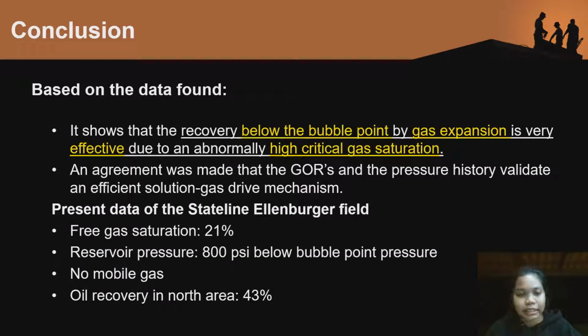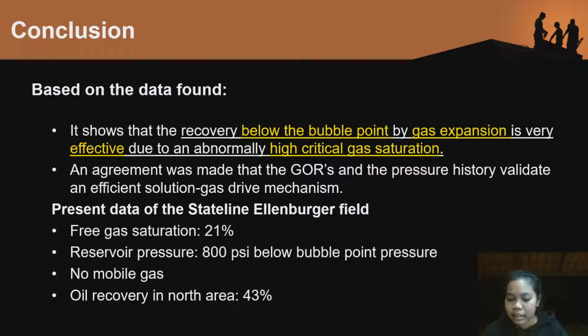So the conclusion is, based on the data found, we can conclude that the recovery below the bubble point by gas expansion is very effective due to an abnormally high critical gas saturation. This means that the only reason for the abnormal behavior of this reservoir is the high critical gas saturation. An agreement was made that the GOR and the pressure history validate an efficient solution gas drive mechanism. This means that the parameters are important to predict the performance and the oil production.